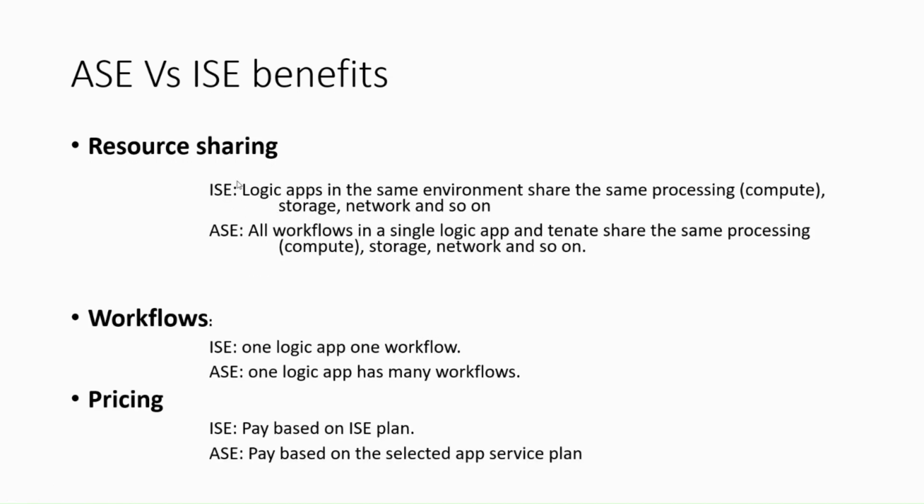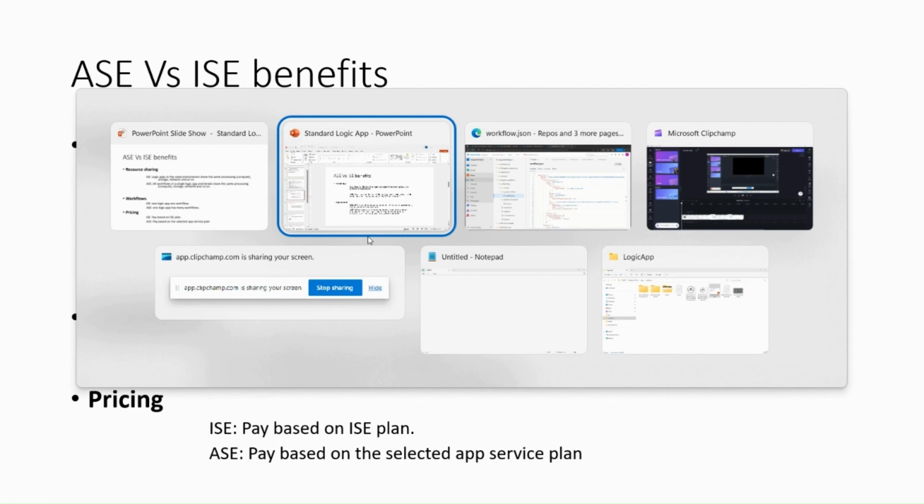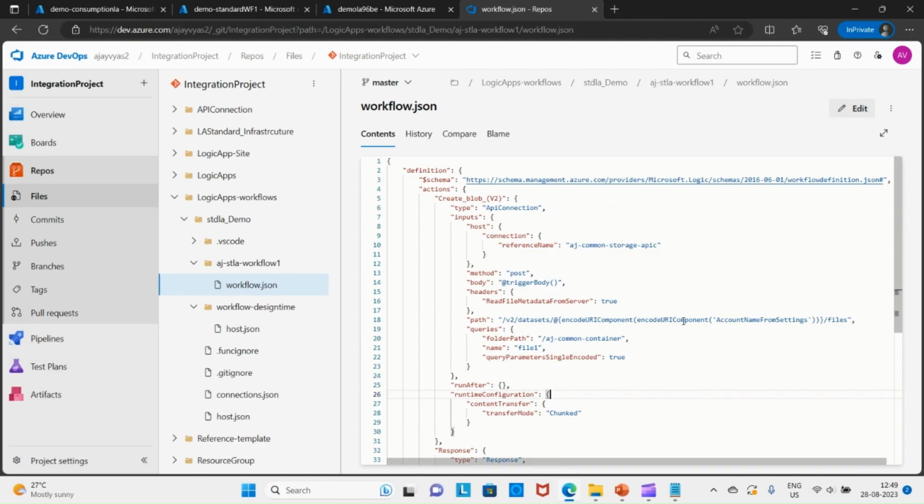Okay, so now next is resource sharing. When we used to create ISE based logic apps, logic apps in the same environment share the same processing, like storage, network, and so on. What it means is, if we have one integration service environment, and let's say there are thousands of logic apps, all those logic apps will share the same processing and compute units. Whereas in ASE based logic apps, all the workflows in a single logic app and tenant share the same processing unit.